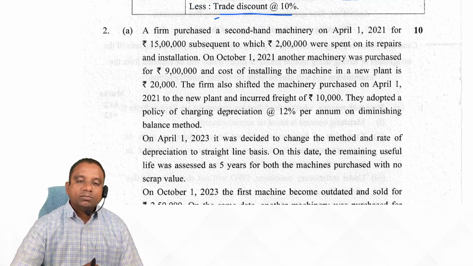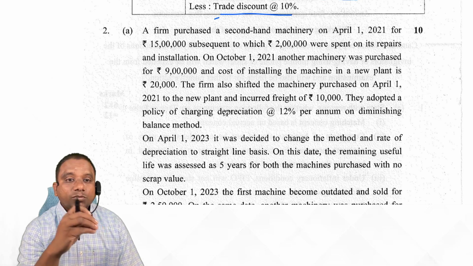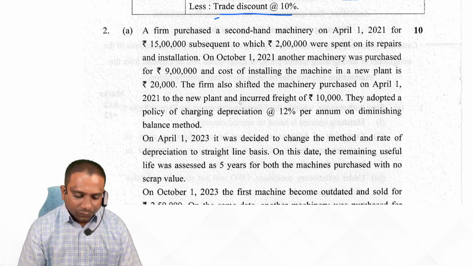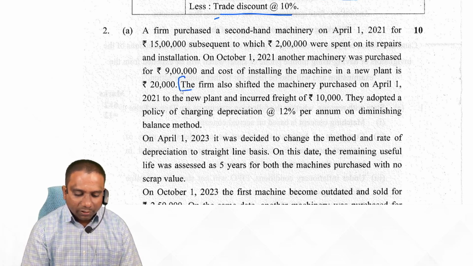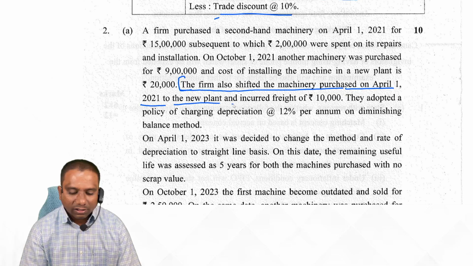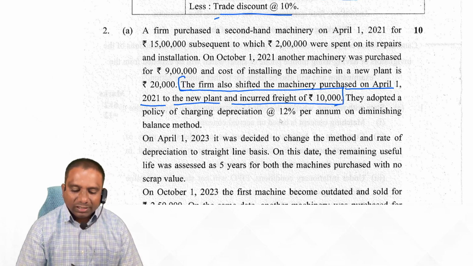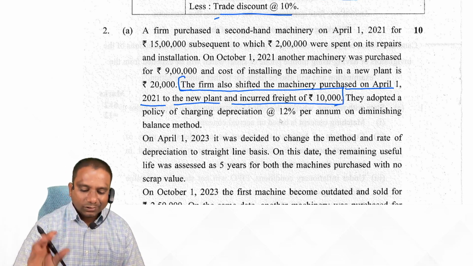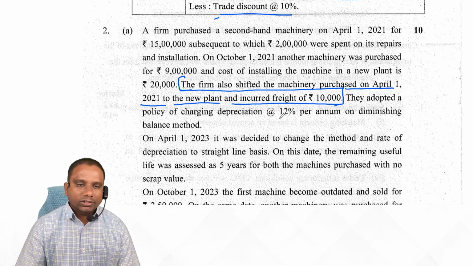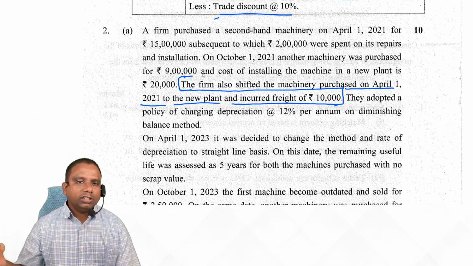Next question. 2A. This question is from depreciation. Some students may get some confusion. Yes, in this point. The firm also shifted the machinery purchased on April 1st, 2021 to the new plant and incurred freight of 10,000. So most of the students will get a doubt in this question. So it is not part of our cost of asset, students. So if you ignore this point, now you can continue the problem.